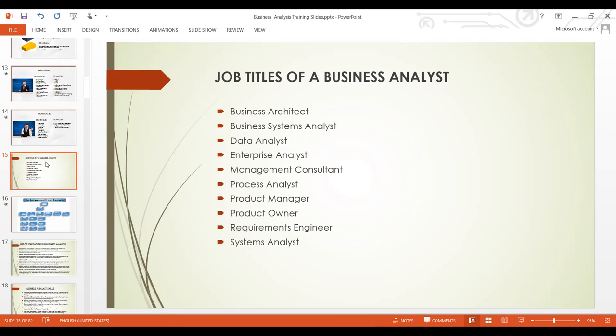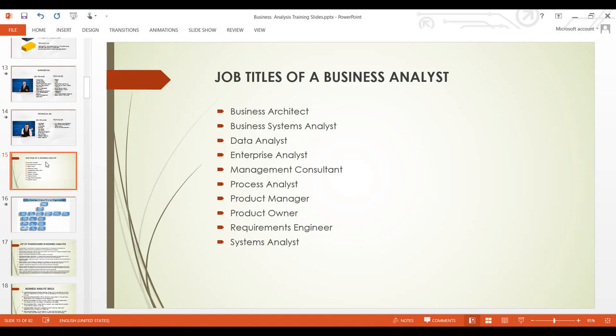Enterprise analyst is still a business analyst. Management consultant is a business analyst. Process analyst is a business analyst. Product manager is a business analyst. Product owner is a business analyst. Requirement engineer, you are a business analyst. System analyst, you are a business analyst. So with all these names, we are all business analysts.